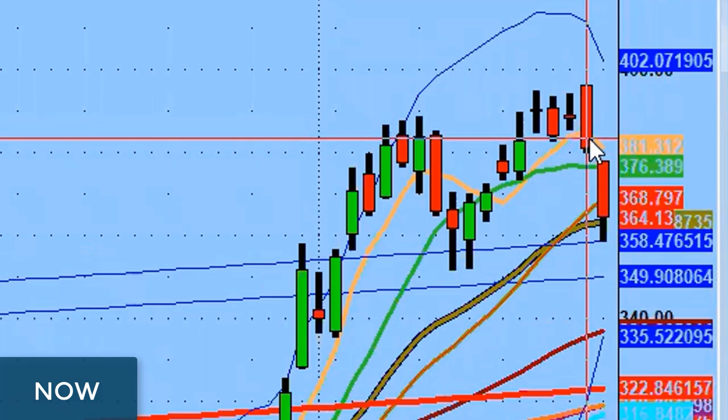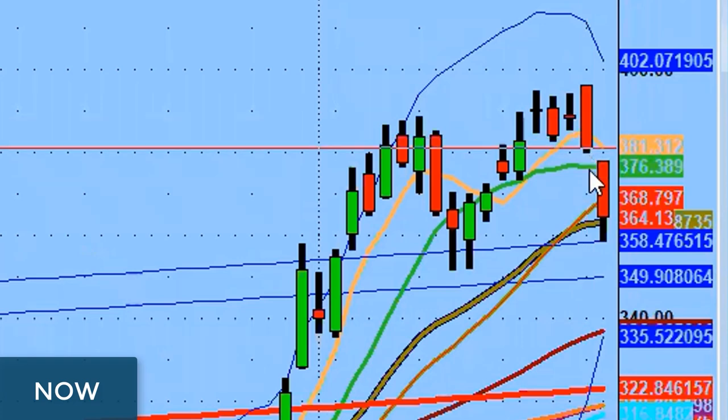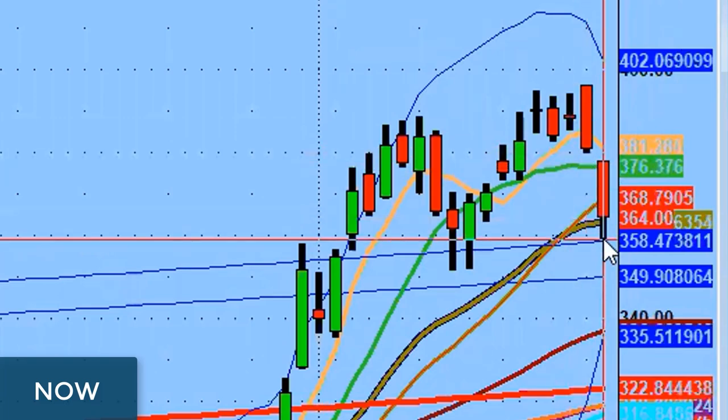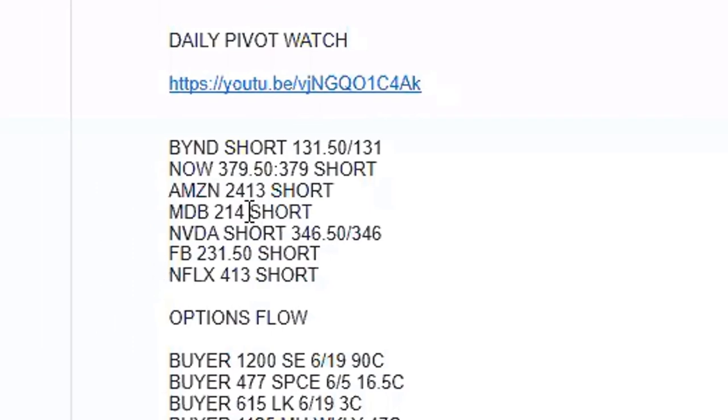369.73. So we said on the email, 379.50, 379, if it builds below, it can flush. Your first target was obviously 76, and to build 76, you had room to 60, okay? And you go down the list.